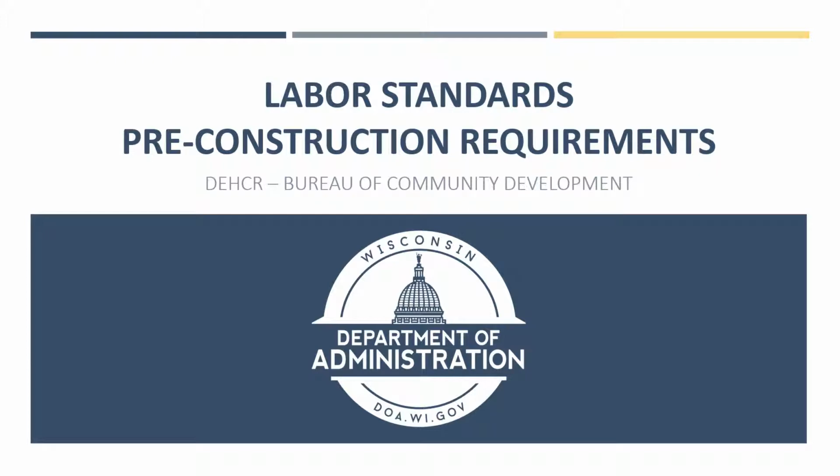Now that we have determined labor standards applies to your CDBG project, what is the next step? The next step is ensuring that the pre-construction labor standards requirements are followed. This includes designating your labor standards officer, securing the federal wage determination, incorporation of bid packet requirements, ensuring contractor eligibility, inclusion of construction contract requirements, and holding an optional pre-construction conference.